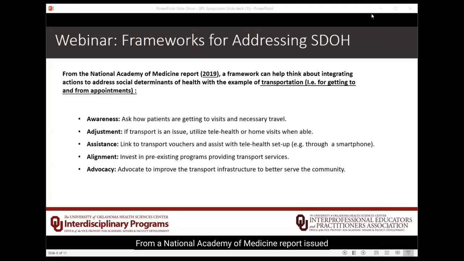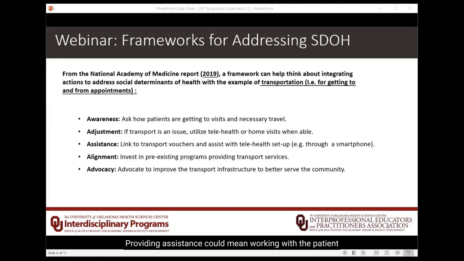From a National Academy of Medicine report issued in 2019, a framework can help healthcare professionals think about how they can begin integrating various actions to address the social determinants of health. Using the example of transportation, i.e., for getting to and from appointments, this particular framework addresses awareness by encouraging professionals to ask questions related to the social determinants. It addresses adjustment by encouraging healthcare professionals to explore other options and approaches for providing care.